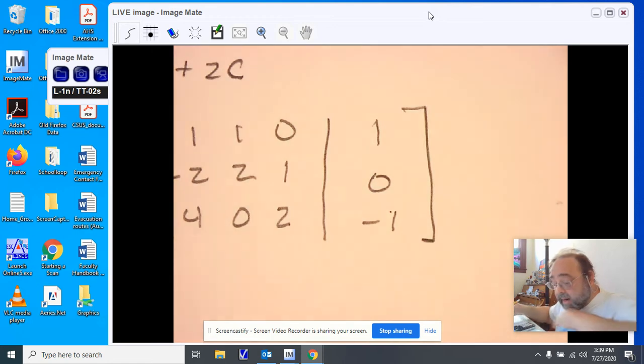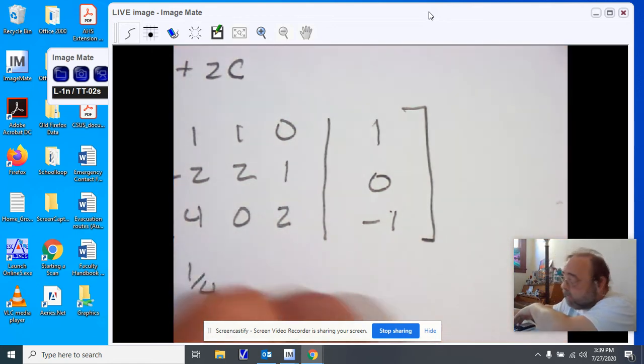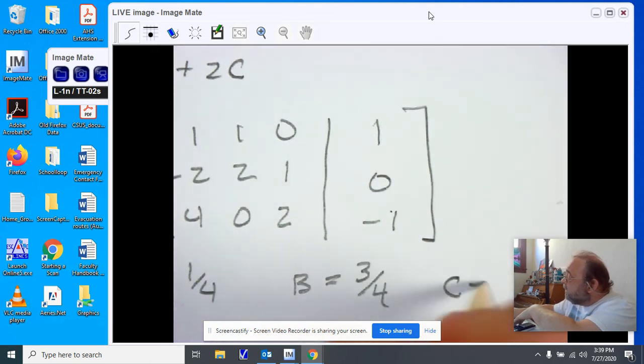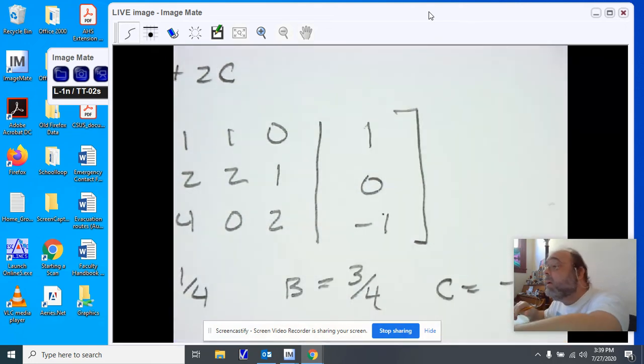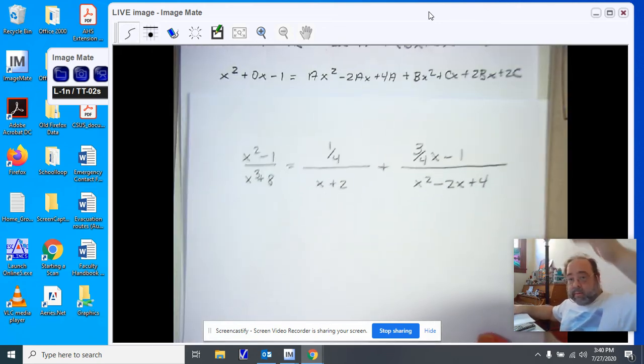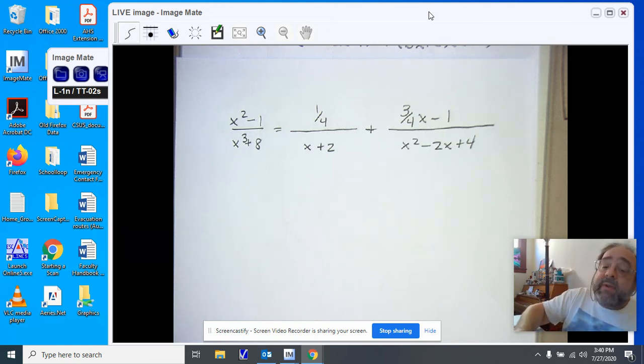This we would then identify: A equals 1/4, B equals 3/4, C equals negative 1, and this then allows us to rewrite our solution and finish the problem. Please do the practice after to see if you understand.